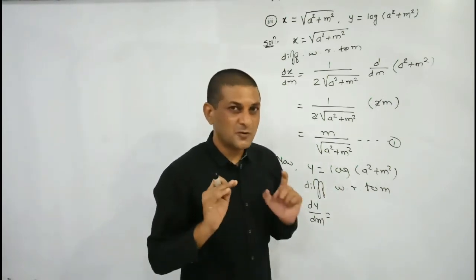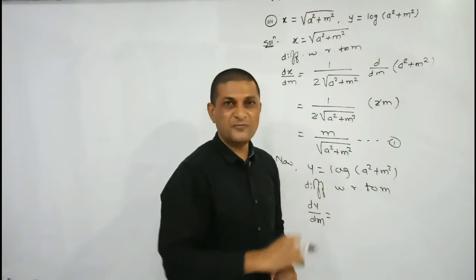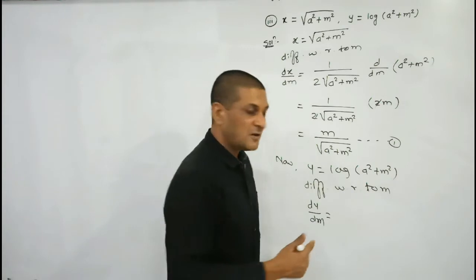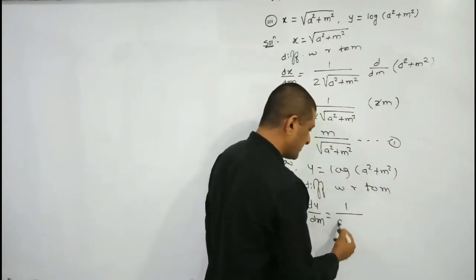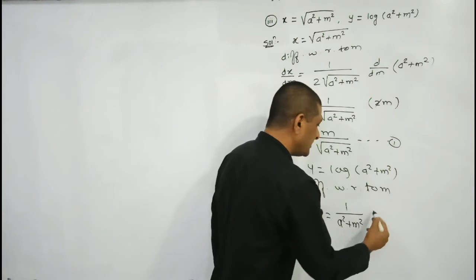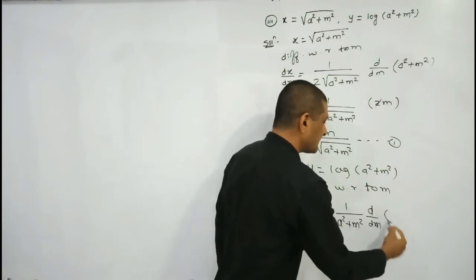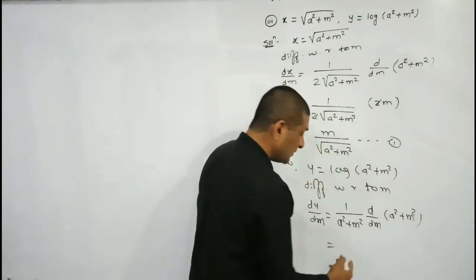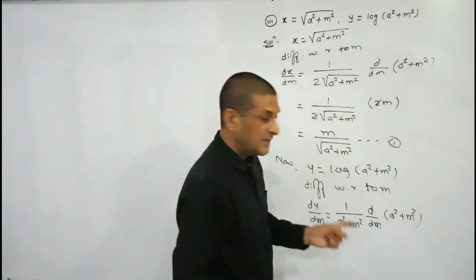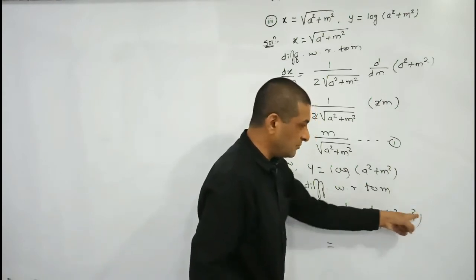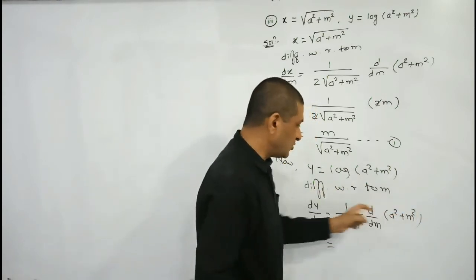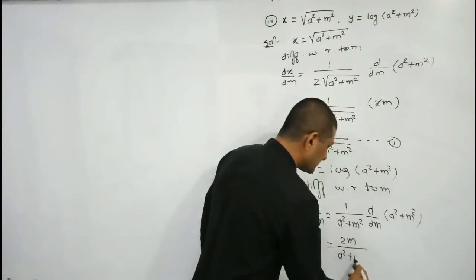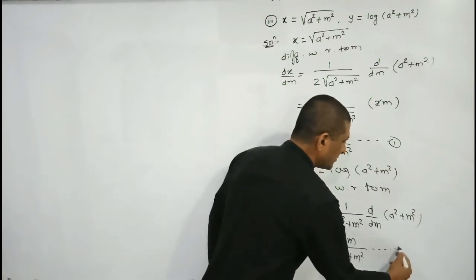To find the differentiation, we have to observe that the function is in the form of which standard formula. So here it is in the form of log f of x. What is the derivative of log f of x? 1 upon f of x. F of x is here a square plus m square, into its derivative, meaning the derivative of a square plus m square. Here we can observe that the derivative of a square is 0, the derivative of m square is 2m, meaning the derivative of this whole expression is 2m, and 2m into 1 will be 2m. So 2m upon a square plus m square. Let us denote this value by equation number 2.